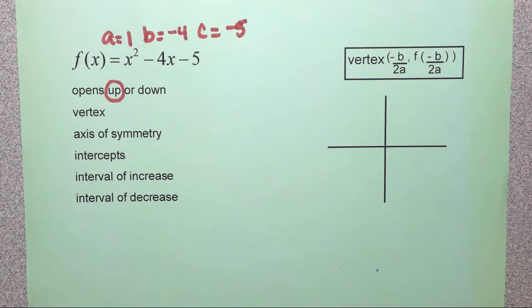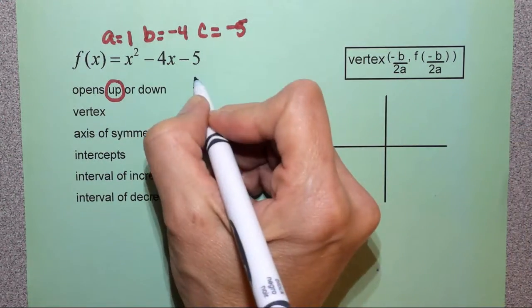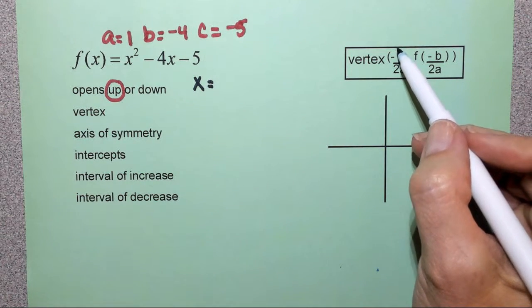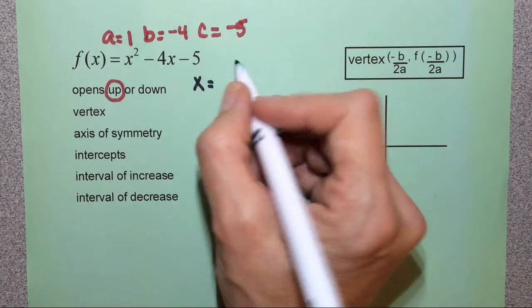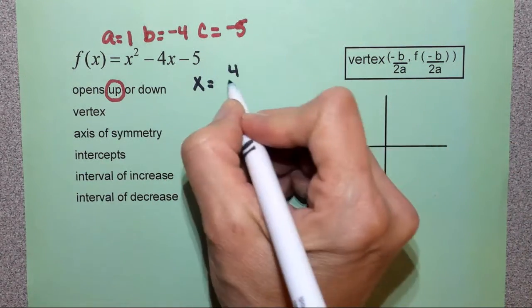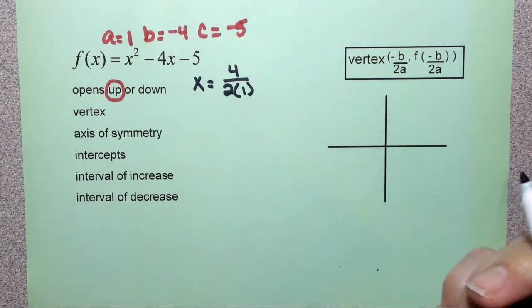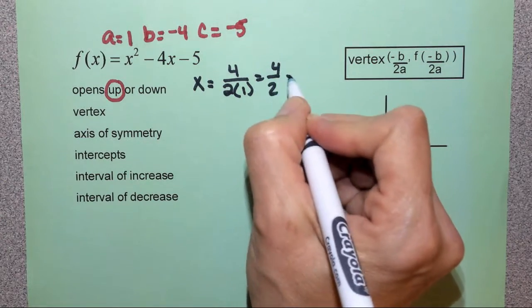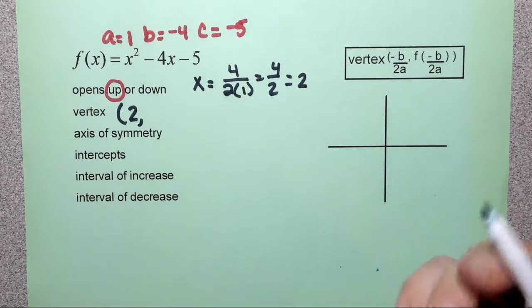In order to find the vertex, I have to use this formula over here. To find the x coordinate of the vertex, the formula says take the opposite of b and divide it by 2 times a. The opposite of negative 4 is positive 4, divided by 2 times 1, because 1 is a. 2 times 1 is 2, and 4 divided by 2 is 2. So the x coordinate is 2.